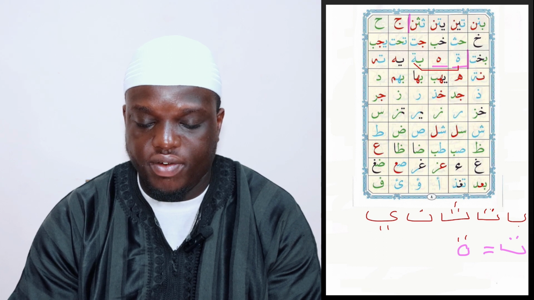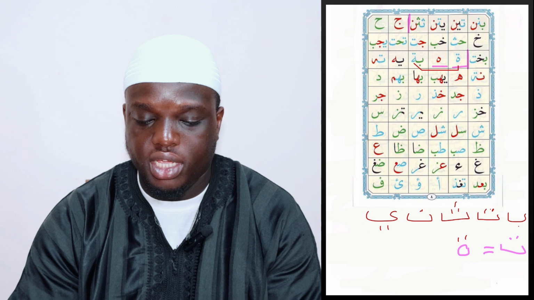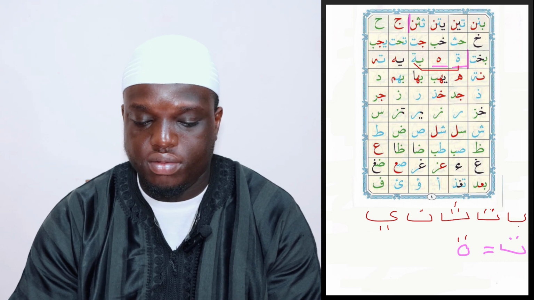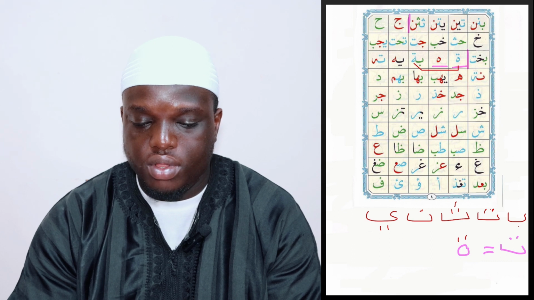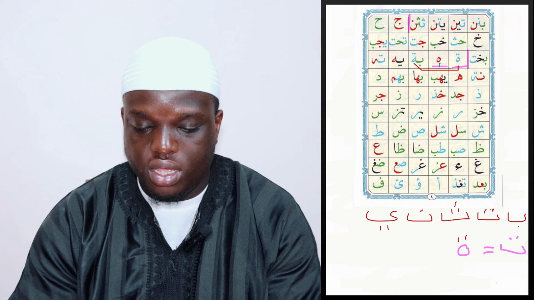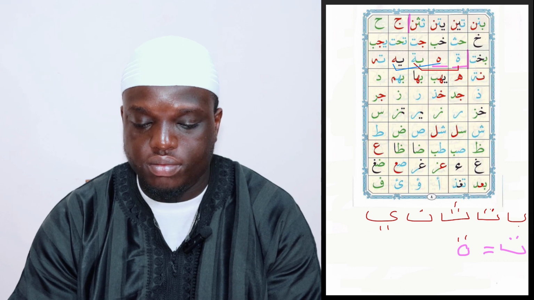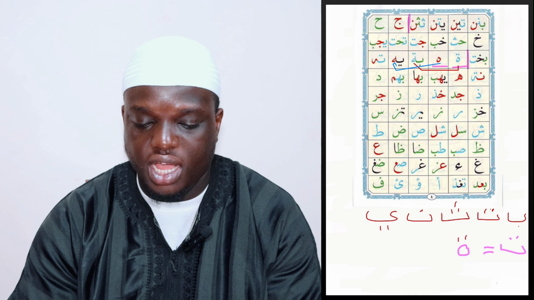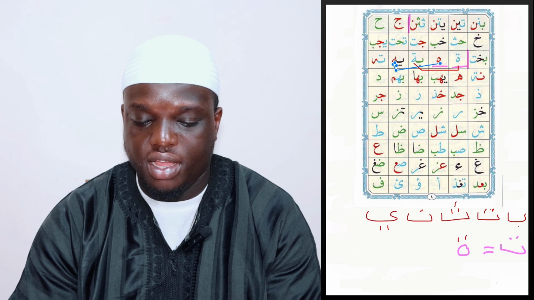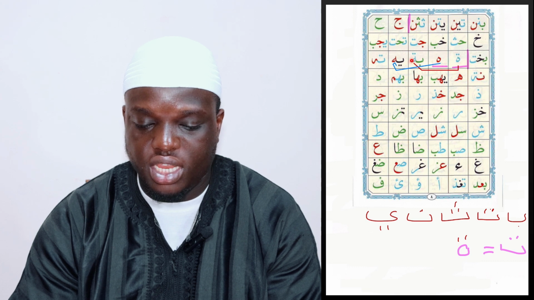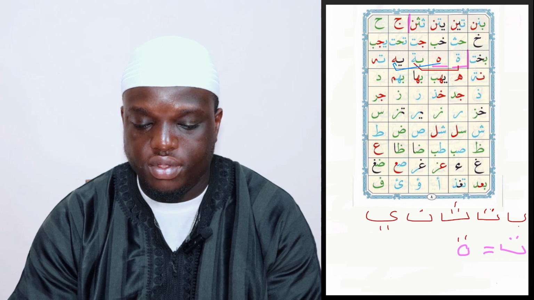So this is ta right here, right? It's being connected to what letter? It's being connected to ba. And then this ha is being connected right here. You see it? So this is ta. This is ha. This is ta, ha. This is ta right here. This is ha right here.